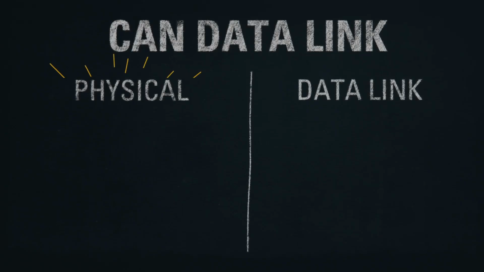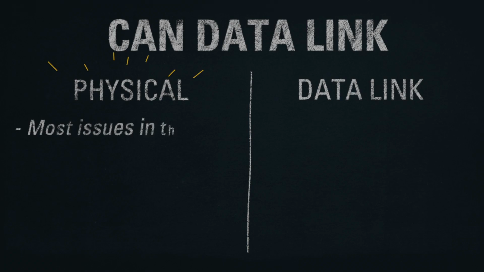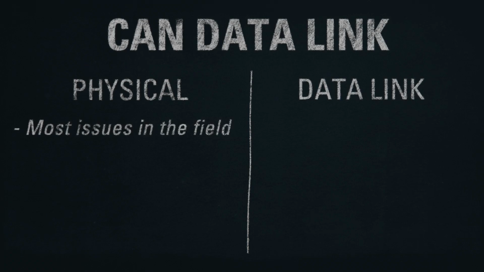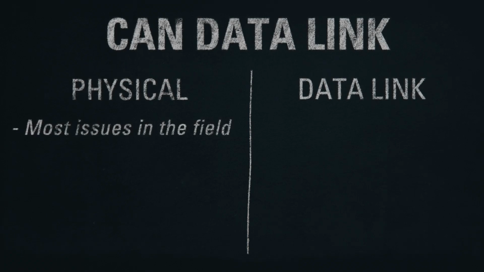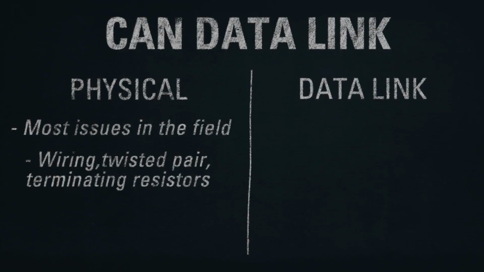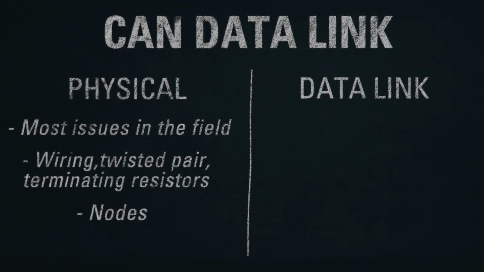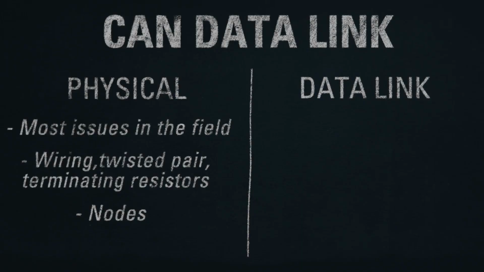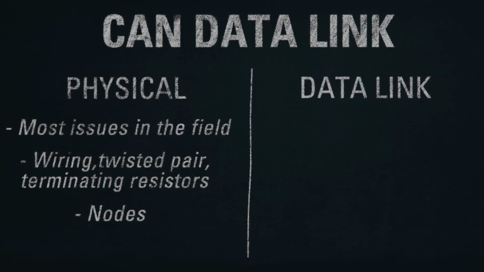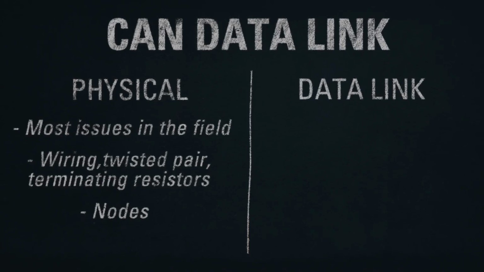Most of the time, when we have issues out in the field, it's going to be related to the physical layer. The physical layer refers to things like your wiring, your twisted pair, your terminating resistors, and the actual hardware chips that are inside each ECM or panel, which we would call a node. Anything that communicates on the CAN network is considered a node.